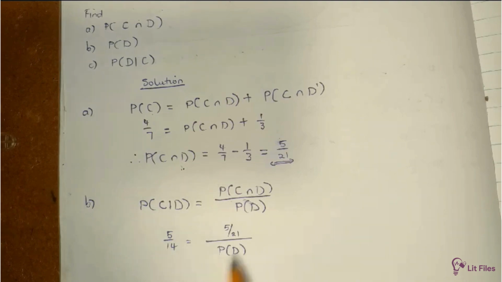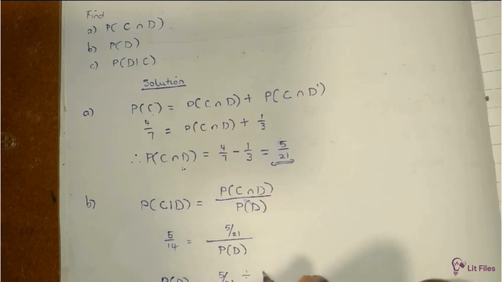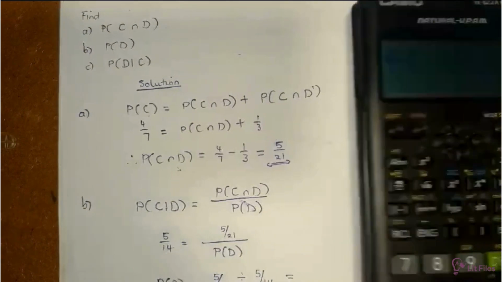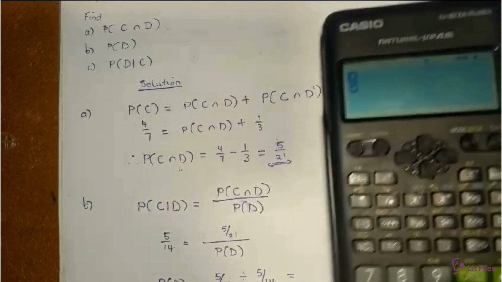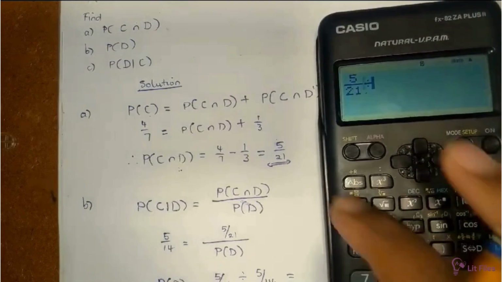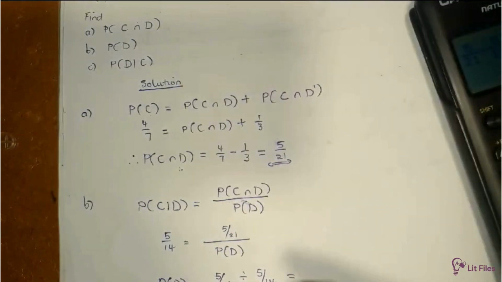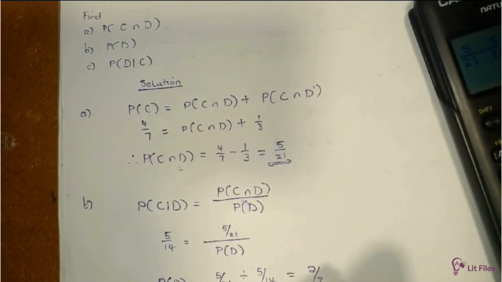So after this, we just make the probability of D the subject of the formula. So it's essentially 5/21 divided by 5/14. And we should get our answer is 2/3.